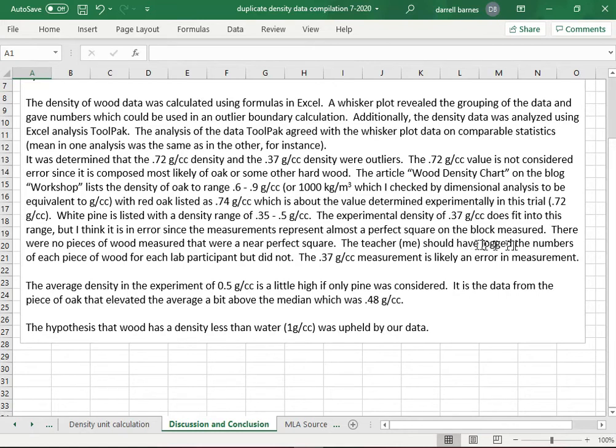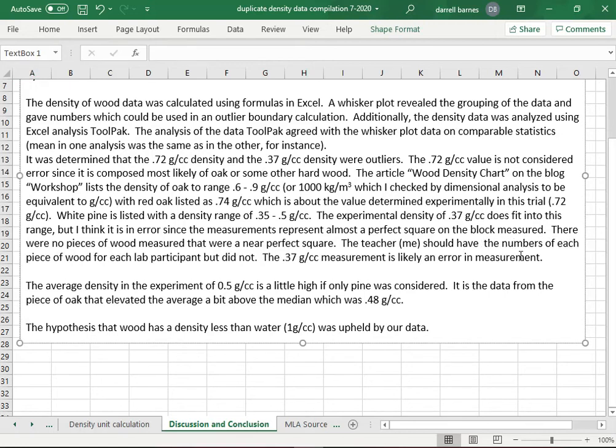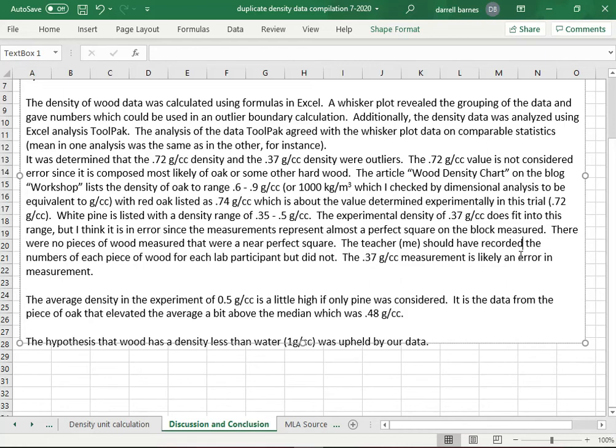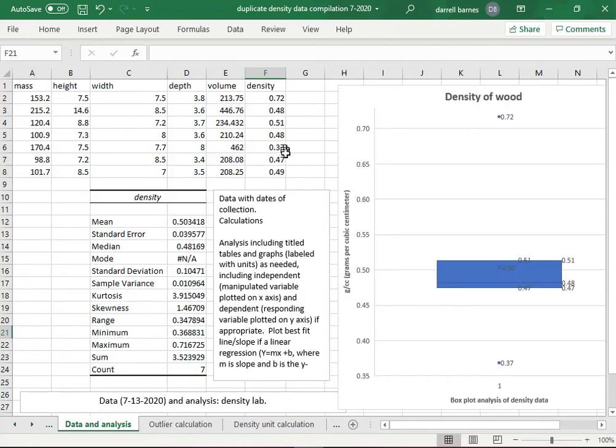Okay, the teacher, me, should have recorded the numbers of each piece of wood. Let's clarify. Here's the deal. There was one measurement, and I stated this before, but I'm going to show you one more time. There was one measurement, this 0.37, that when you look at the dimensions input, 8, 7.7, and 7.5, tells you that was almost a perfect square.